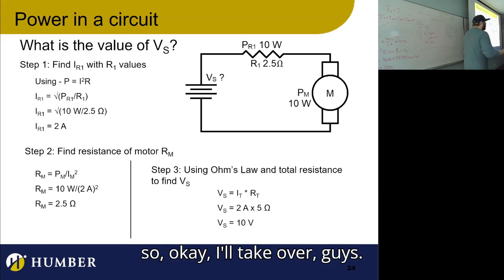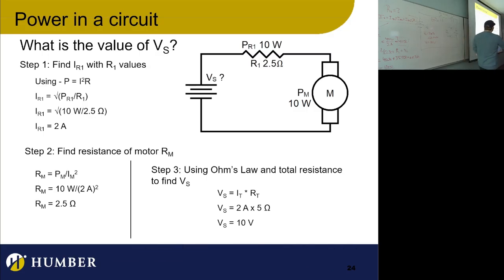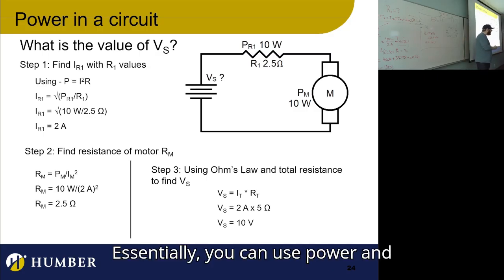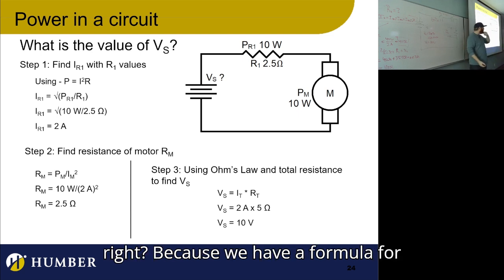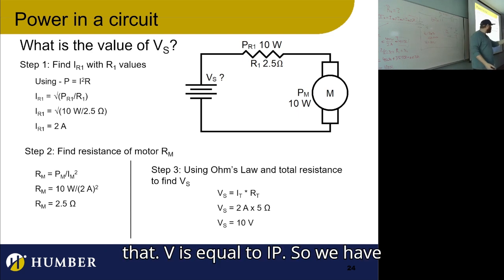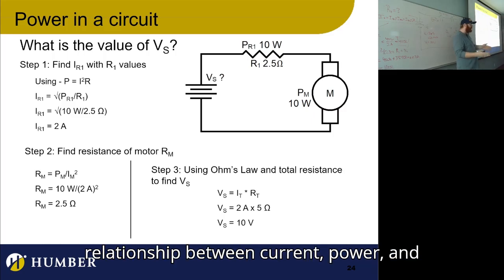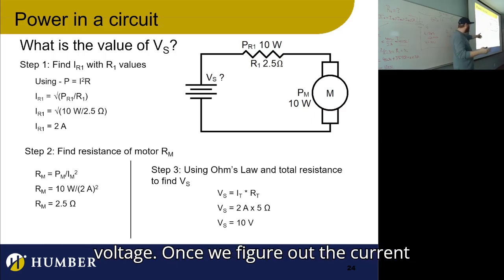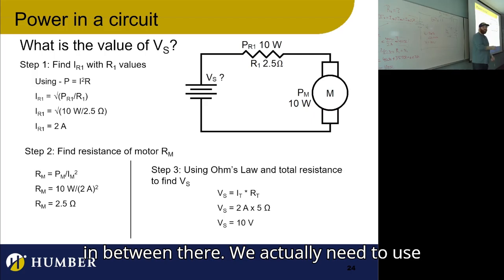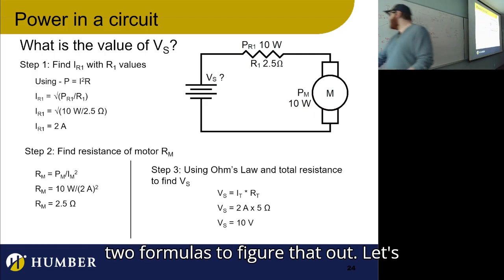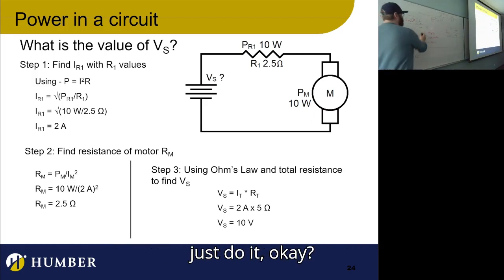Yeah. So, okay, I'll take over, guys. Essentially, you can use power and resistance to figure out the current, right? Because we have a formula for that. V is equal to IP. So we have a relationship between current, power, and voltage. Once we figure out the current for this guy, sorry, there's a step in between there. We actually need to use 2 formulas to figure that out. Let's just do it, okay?